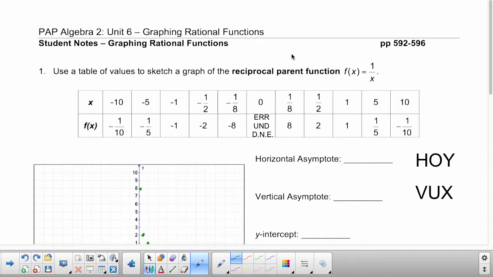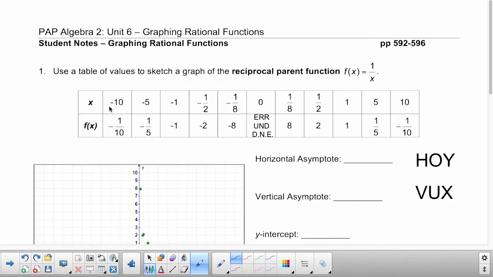Use a table of values to sketch a graph of the reciprocal parent functions. I see three keywords there, all of which we've seen before. Parent functions, we've seen those in their transformations, like x squared and the square root of x. And reciprocal, we've seen that too.